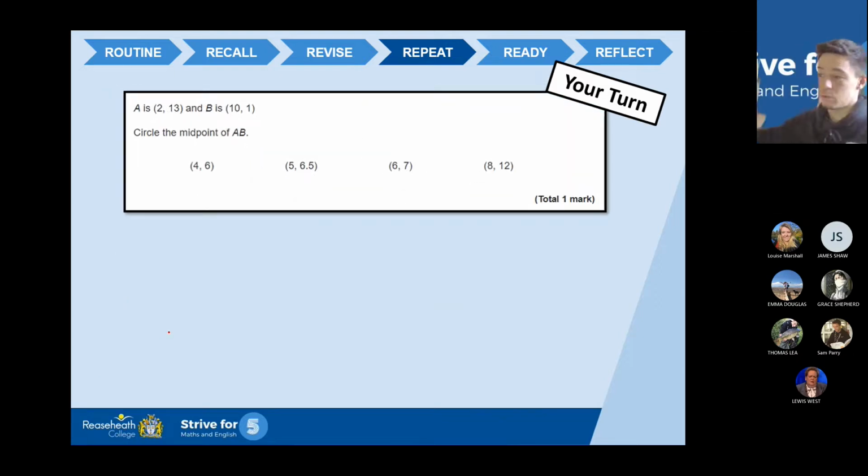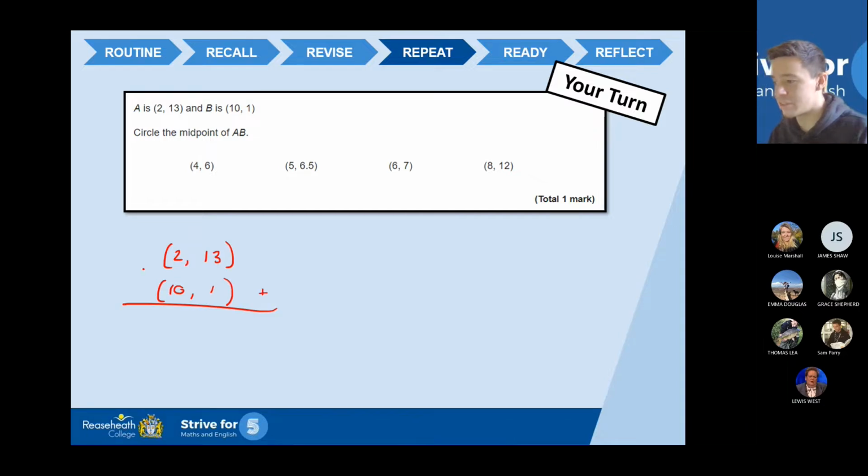Next one. So here, look, there's no line. So what do we have to do? We have to add up these numbers and then divide by 2. So 2 and 13, 10 and 1. Add those 2 bad boys together. So that's going to give me 12 and 14. What do I do with that? Divide it by 2. Okay, that's going to give me 6 and 7.